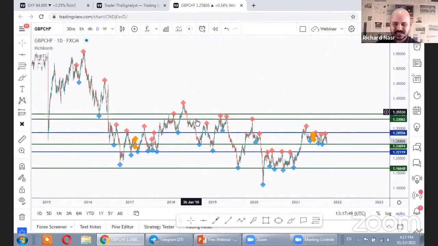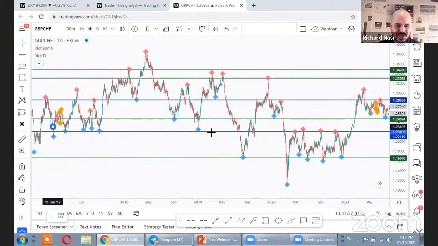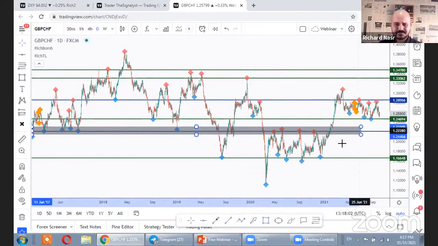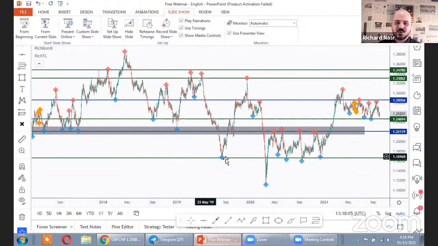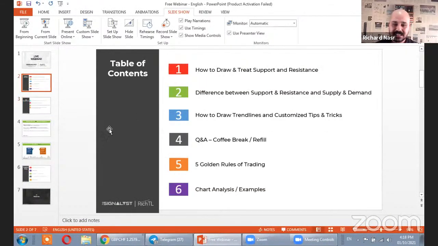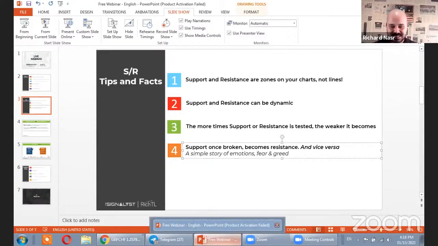Okay, and of course, I'll keep it as a level for now, right? To make it cleaner for you for the sake of this example. But of course, you have to treat it like this as a big zone, right? And so let's now go over this one. Once it's broken, it becomes a resistance. We went over this one, and in a bit we'll go over how support and resistance can be dynamic when we go over trend lines, since we're already going to talk about it. And now we've done this one, and now let's go over support. Once broken, it becomes a resistance.